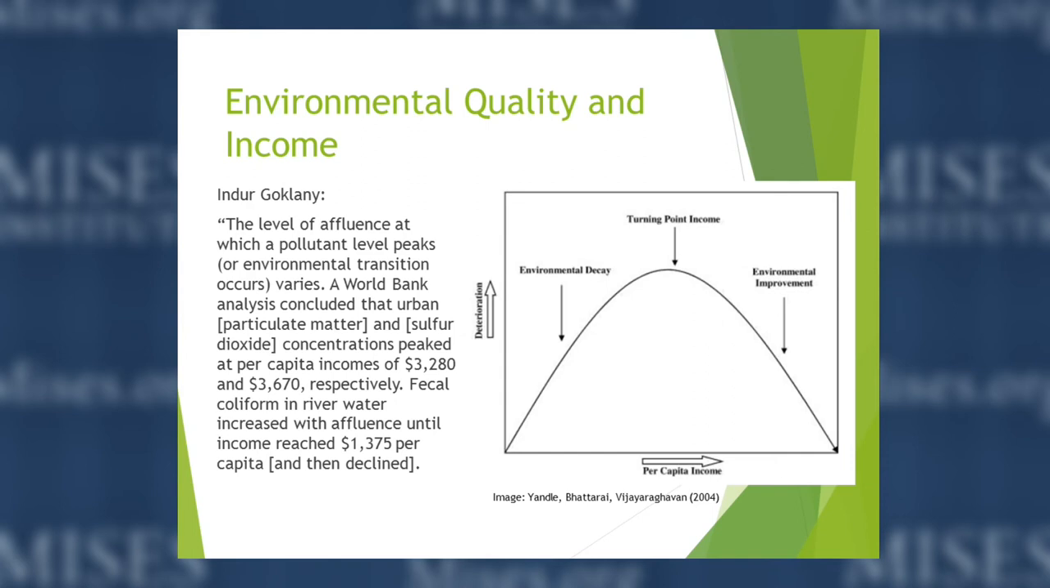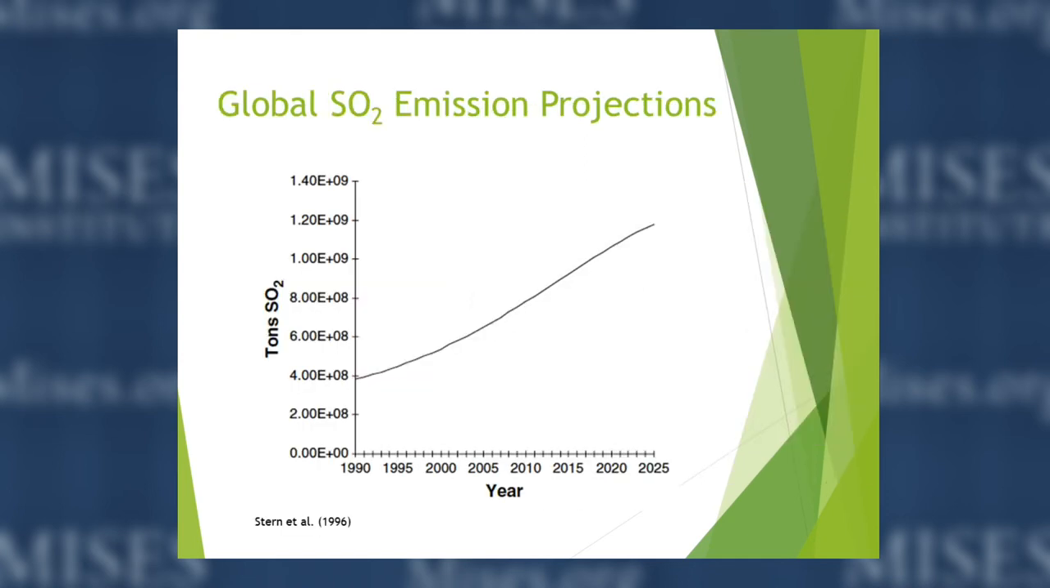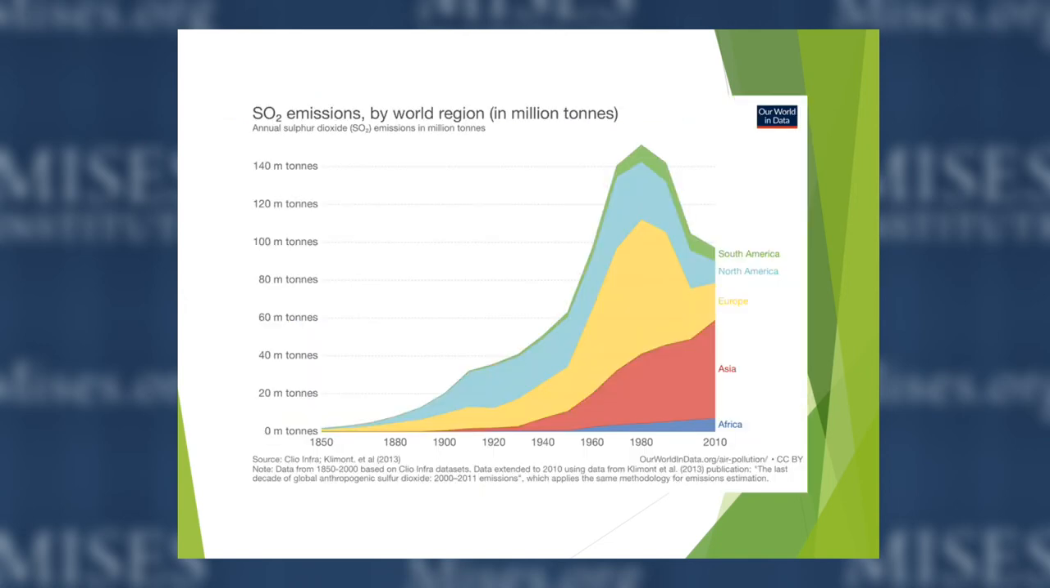If you look at SO2, for example, sulfur dioxide, commonly produced with coal-fired power plants. This was the projection made in 1996. And you'll notice on the graph, this indicates an estimate that sulfur dioxide emissions will continue to increase through 2025. Again, it's a 1996 estimate. What has actually happened to global SO2 emissions? Not a continuing increase. We've actually seen something that looks reminiscent of that environmental Kuznets curve.